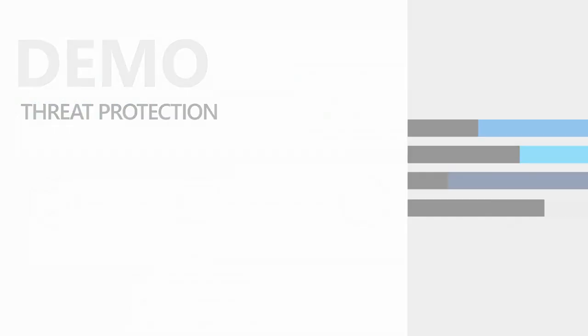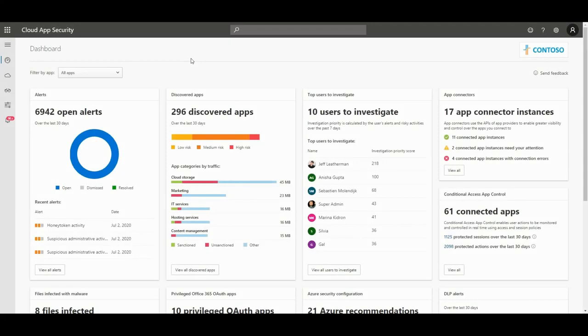So now, let's pop into a demo and take a closer look at how to perform an investigation in Cloud App Security. I'm now logged back into the Cloud App Security portal, and I'm reviewing the dashboard, which shows aggregated information that helps you better understand your organization's cloud security status.